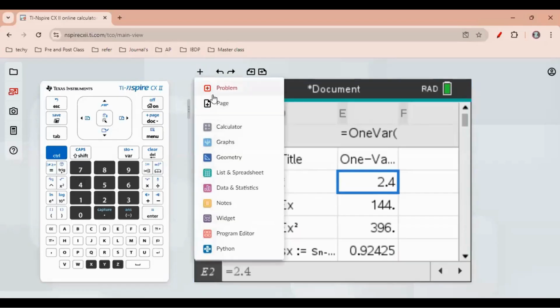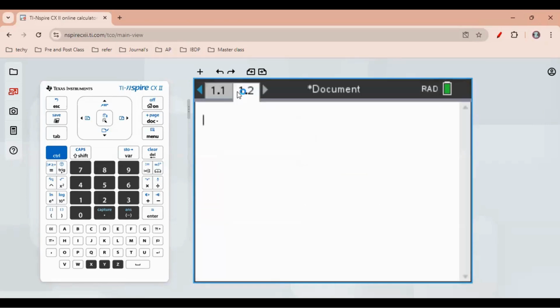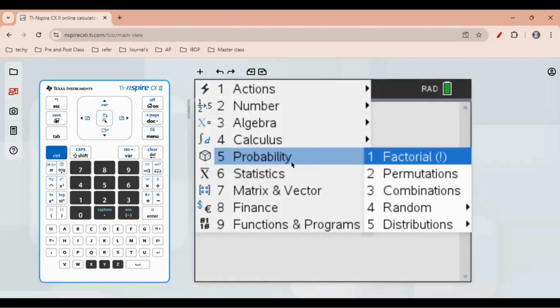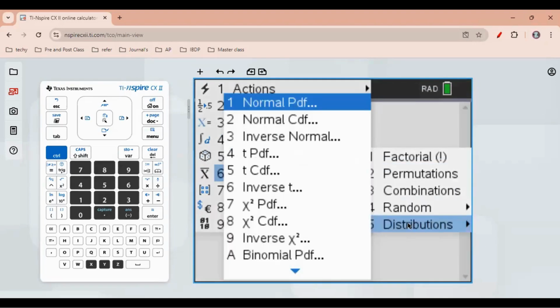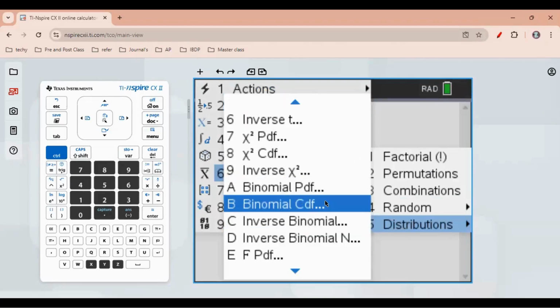Let me take a new page. Yeah, we can go for calculator and menu, either probability or statistics. And we are going for distribution. It is binomial and we will have two options, PDF and CDF.